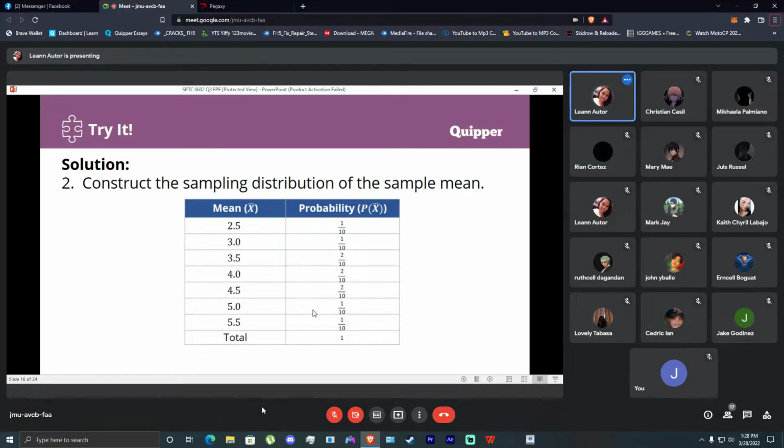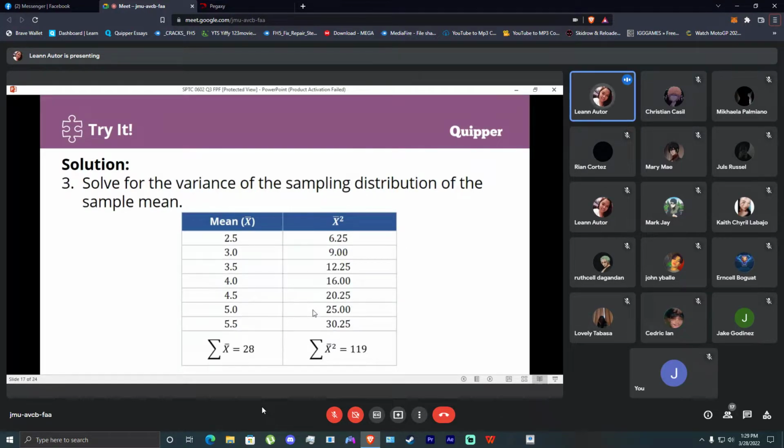Not yet, ma'am. So, we are going to construct another table. Look at the screen. We are going to get the mean, which represents x, and then x squared. So of course we have 2, 4, 6, 7. Okay, mean, and then we are going to raise that to the power of 2. So 2.5 squared is 6.25.